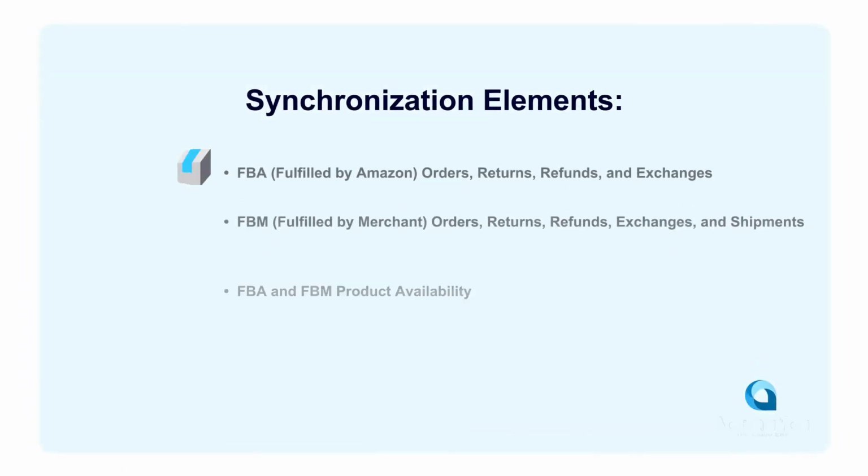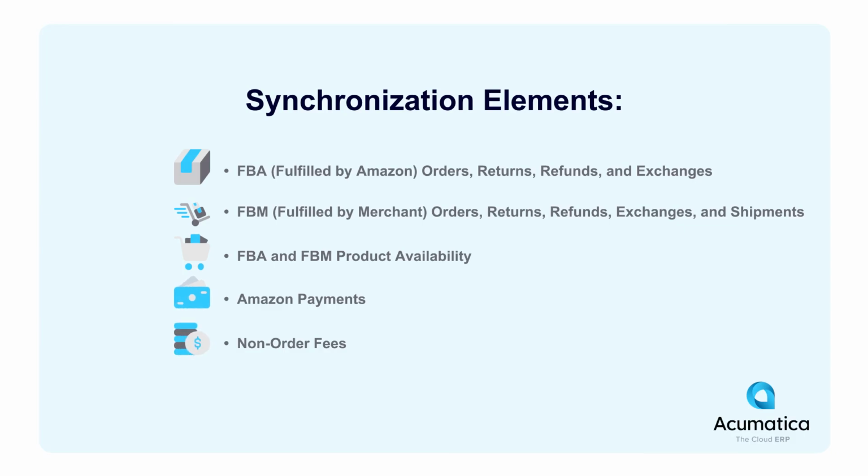Say goodbye to manual tasks. Automate Amazon data synchronization with Acumatica. Import orders and synchronize inventory levels and shipment tracking details. You can even capture storage, subscription, and other non-order specific fees from Amazon for financial reporting.